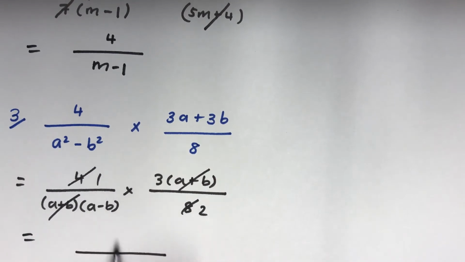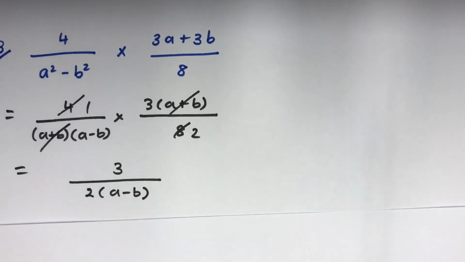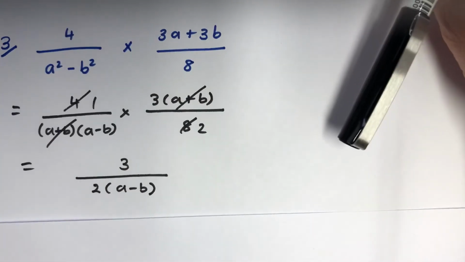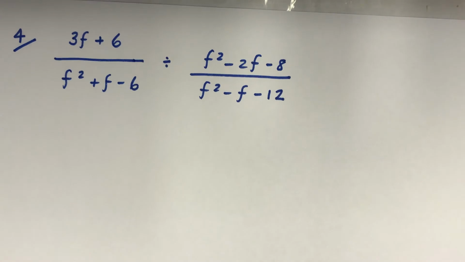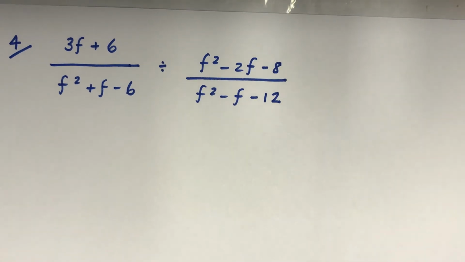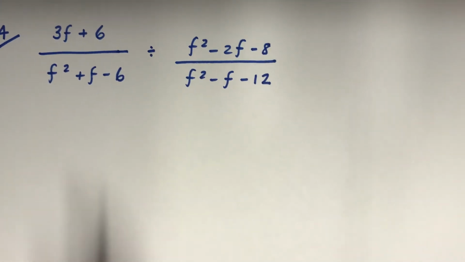What do I got left in the numerator? 3, and denominator 2, and a minus b. Ooh, oops. It'll help if you can see it. Okay, so that's what it is. Next one. Ooh, that looks very complicated, doesn't it? But that's okay. That's not too bad.